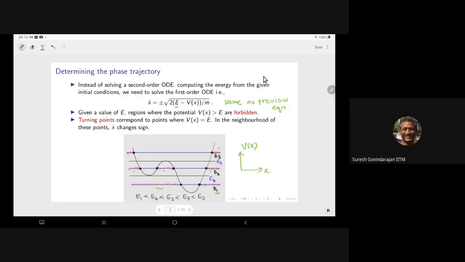Then I have done a little bit more. Let's look at a point like this. What is happening at this point? E is equal to V of x, so x dot is 0. These are called turning points, because if you look at it in terms of time, say the particle has negative x dot and is moving this way, it will come this way, and after it touches this point its velocity is 0, and then it will switch and come back. So these are called turning points.